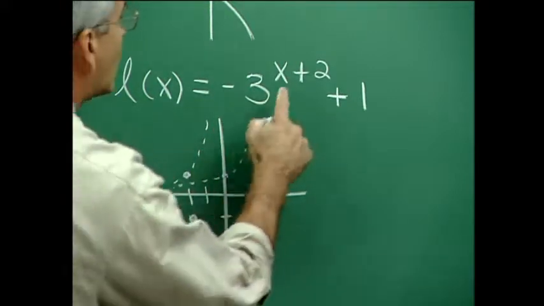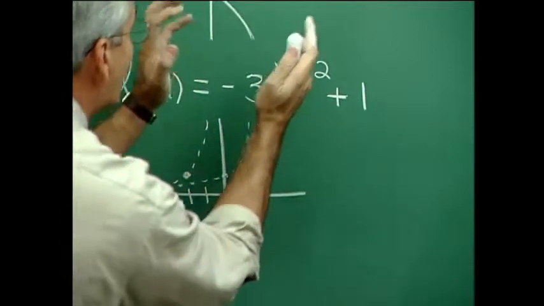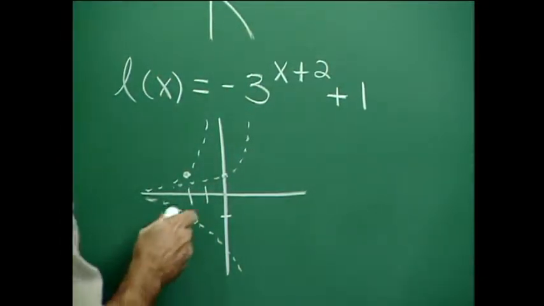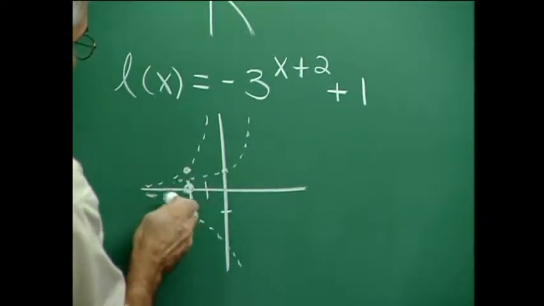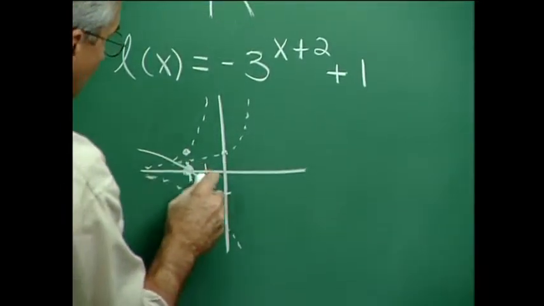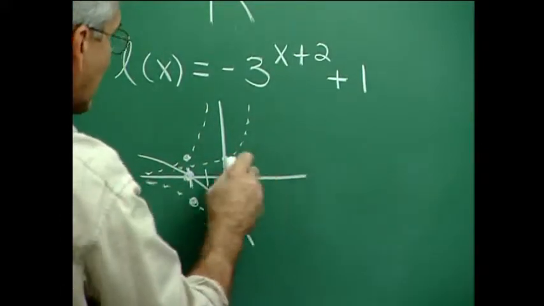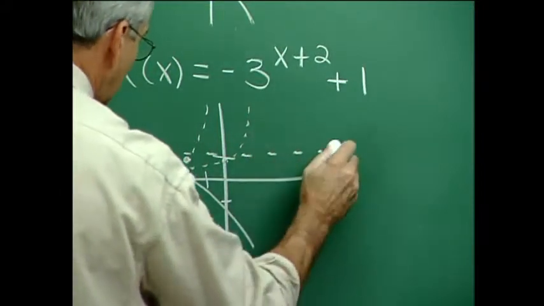Okay, now let's add the 1. So we're at this point. Adding 1 after all of this business means we just lift the graph 1 on the coordinate plane. So that point comes to this point, you see, and the graph makes this curve, and the asymptote, which was at the x-axis, moves up to that level.